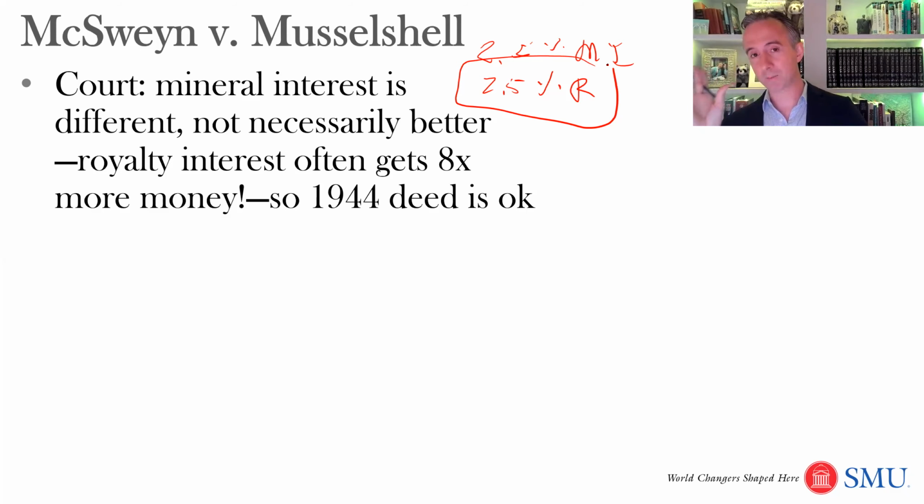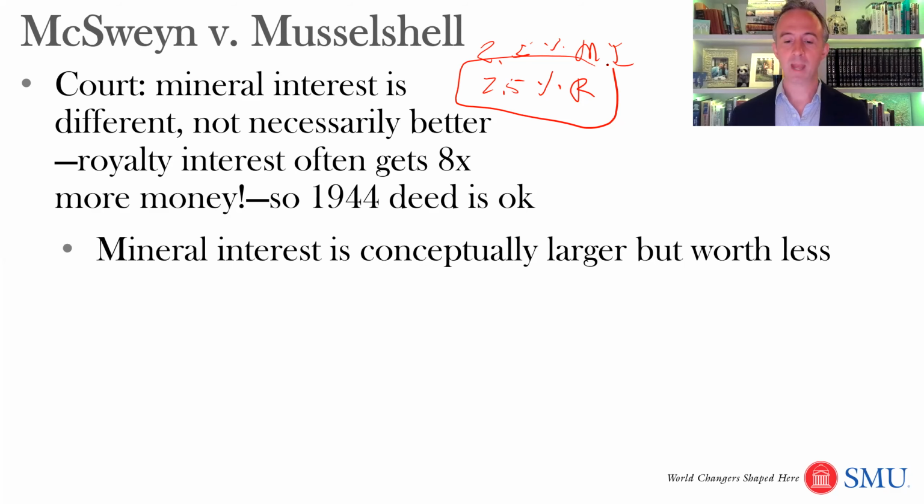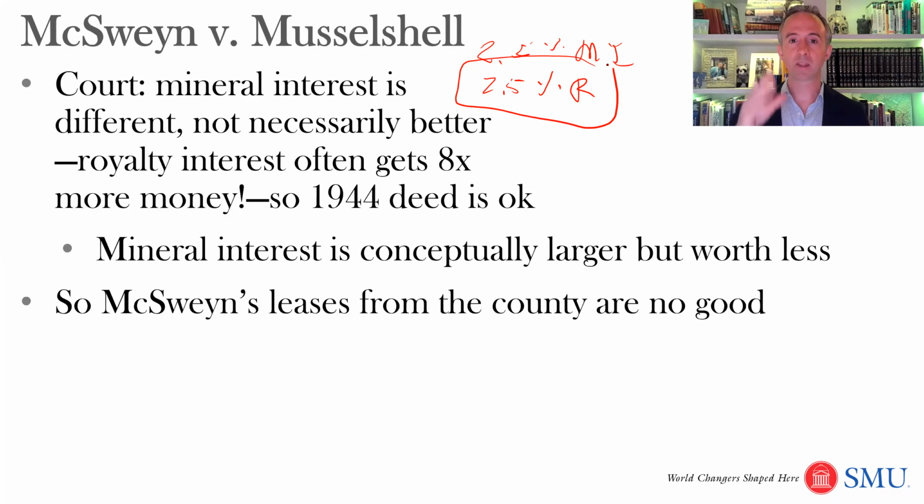In reality, it usually is. And so they say it was fine, from 1943 to 1944, to transform it from a mineral interest to a royalty interest. So that means the 1944 deed is okay, and thus, as a result, the leases are no good, because if what they have is a royalty, you can't lease that to McSwan.